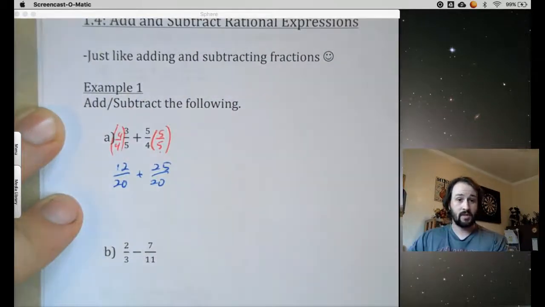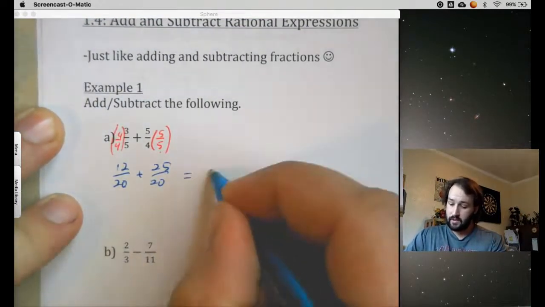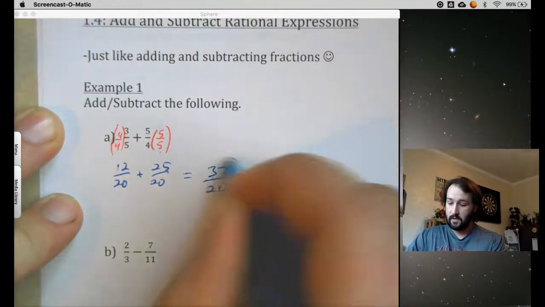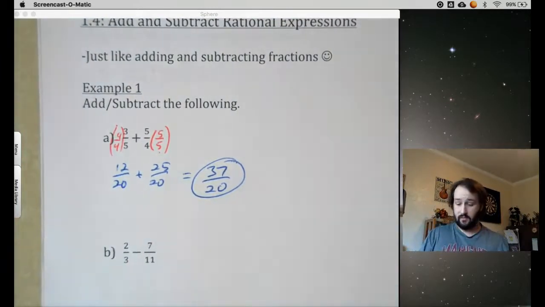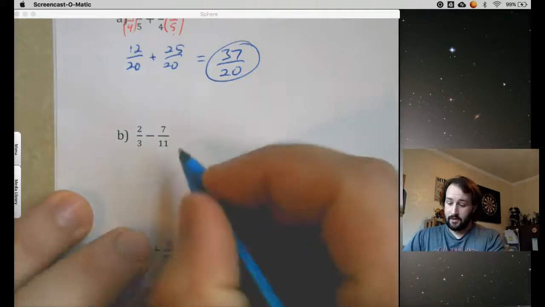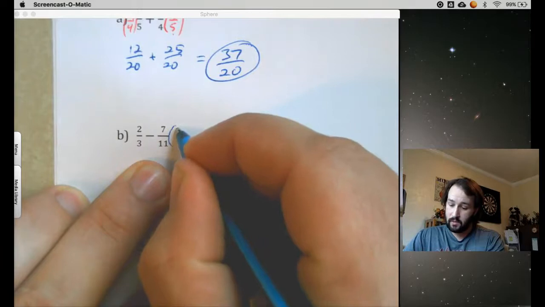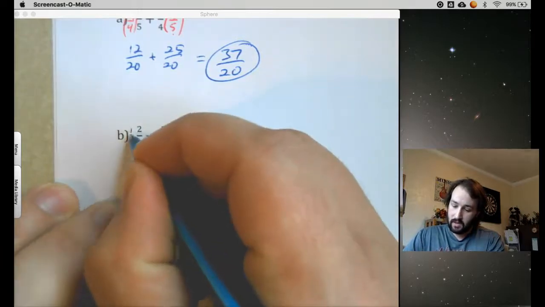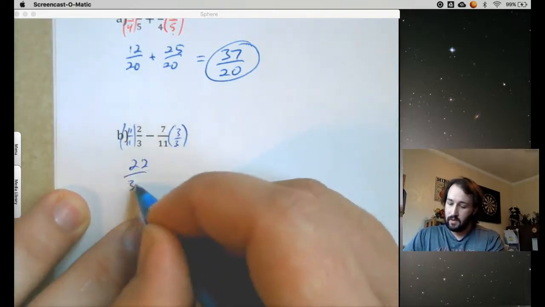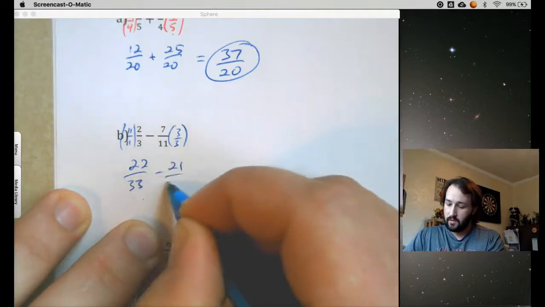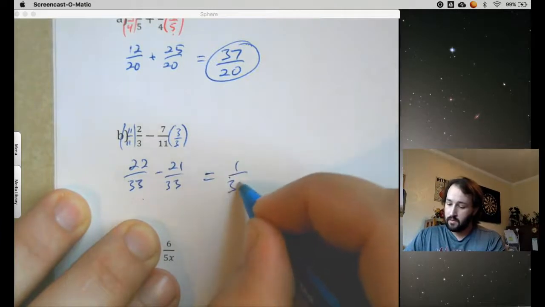And then I just add those two things together. So 12 over 20 plus 25 over 20 would give us 37 over 20. That's it. That's all we're going to be doing. Get a common denominator, and then add or subtract the fractions. So here, lowest number they're going to both multiply to be would be 33. So I'll multiply this one by 3 over 3, this one by 11 over 11. So now I have 22 over 33 minus 21 over 33. 22 minus 21 is 1. So this is 1 over 33.